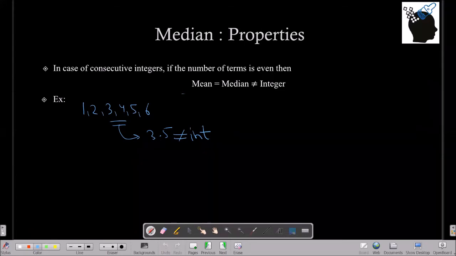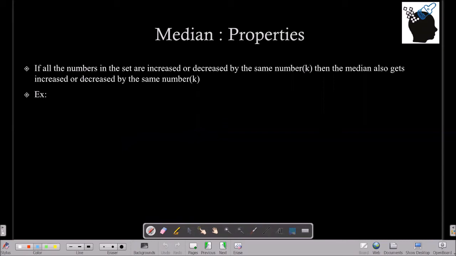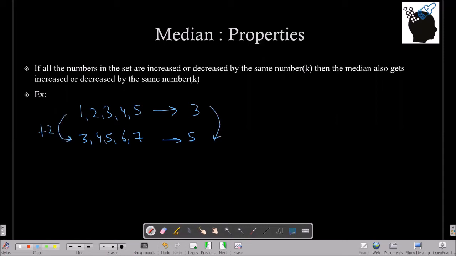Let's see more properties. So if all the numbers in the set are increased or decreased by the same number, then the median also gets increased or decreased by the same number. Let's take an example. So the set is 1, 2, 3, 4, 5. Let's increase all the elements by 2 to have the set as 3, 4, 5, 6, 7. Now the median of this set is 3 and this set is 5. So we added 2 to all the numbers and even the median got increased by 2. If you remember, mean also had the same property.